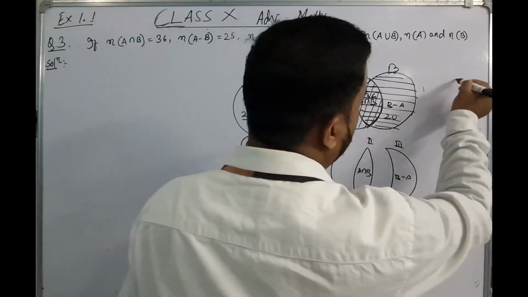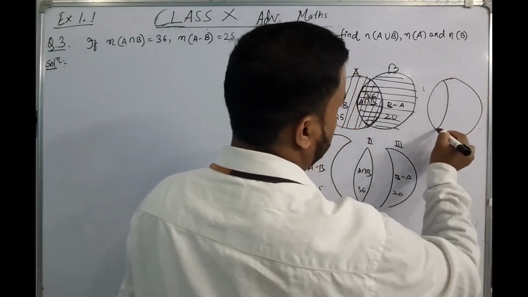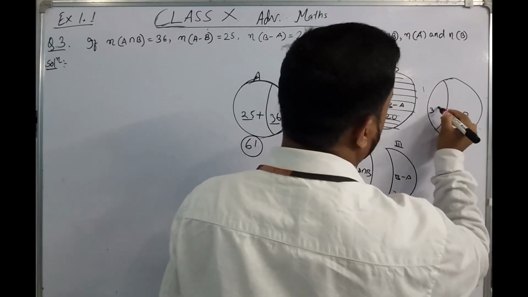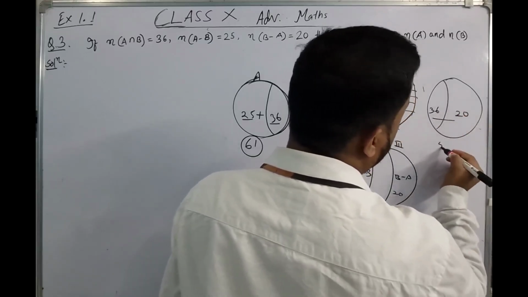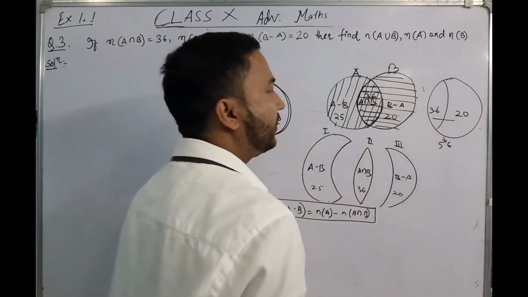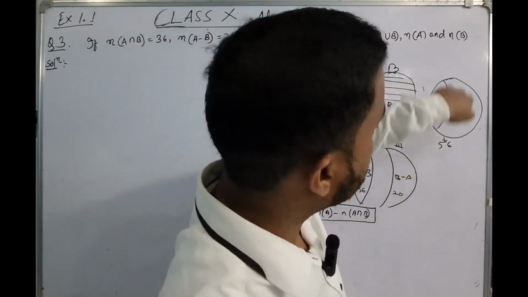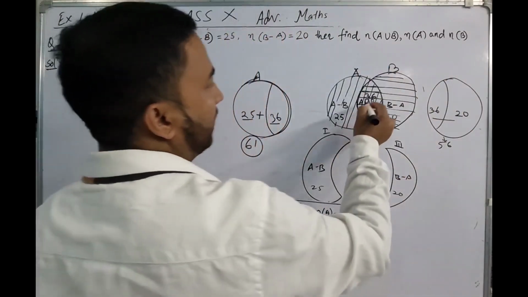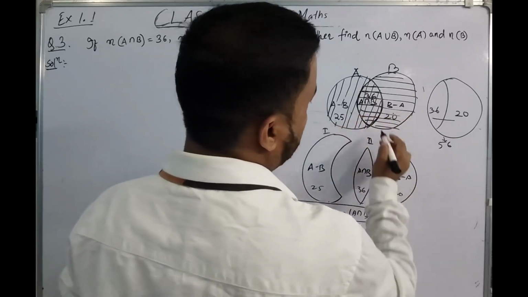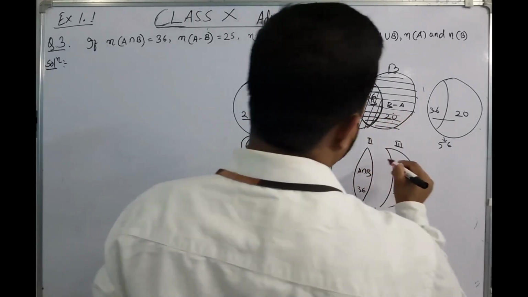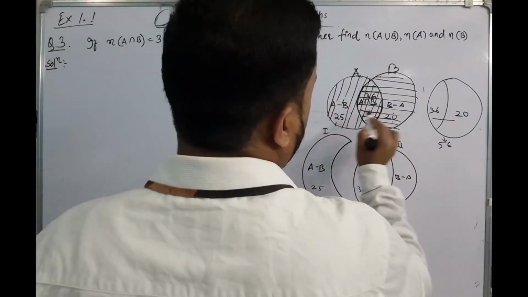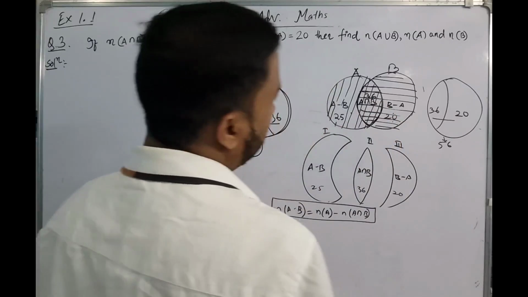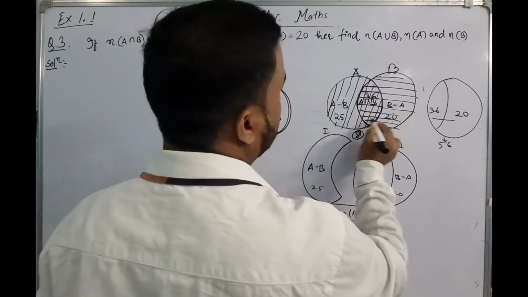Similarly, in the set B, what will it be? Like this only. In this part we have 20 elements, and here we have 36 elements. So together we have 56 elements in the set B. Number of B is equal to 56, number of A is equal to 61, and number of A union B will be equal to what? This plus this plus this: 25 plus 36 plus 20, which is 81. So 81 elements will be there in the set A union B.